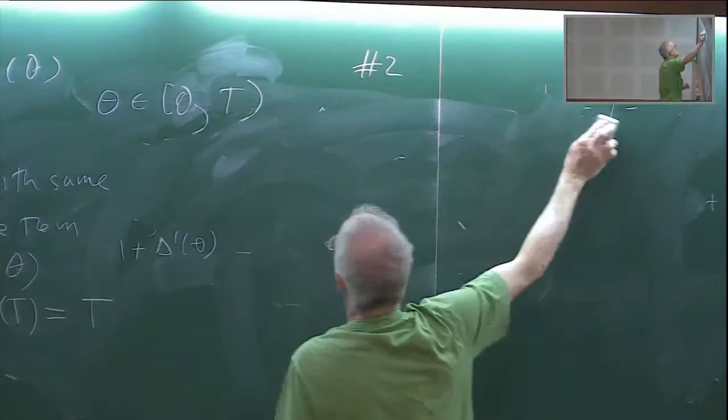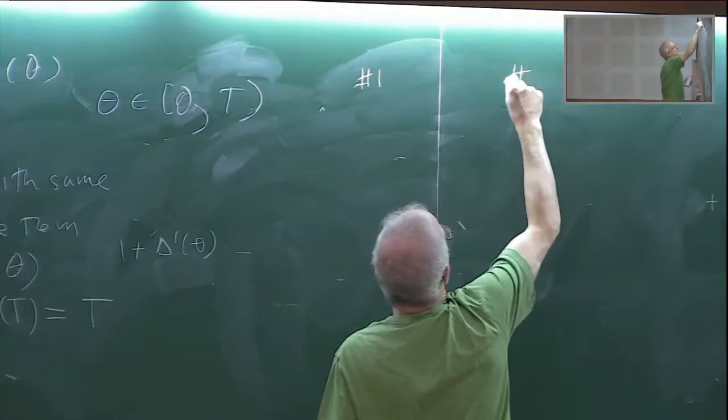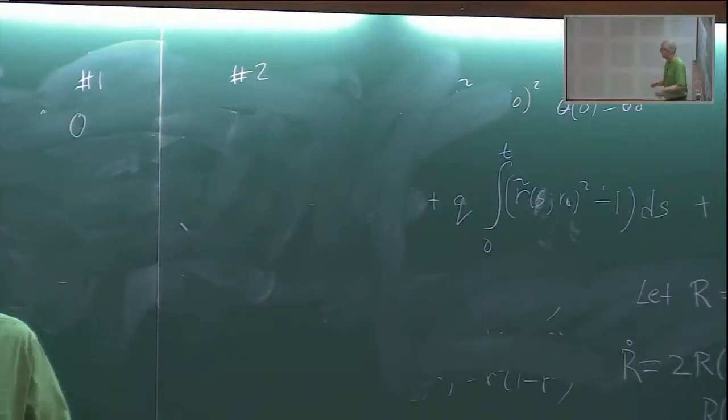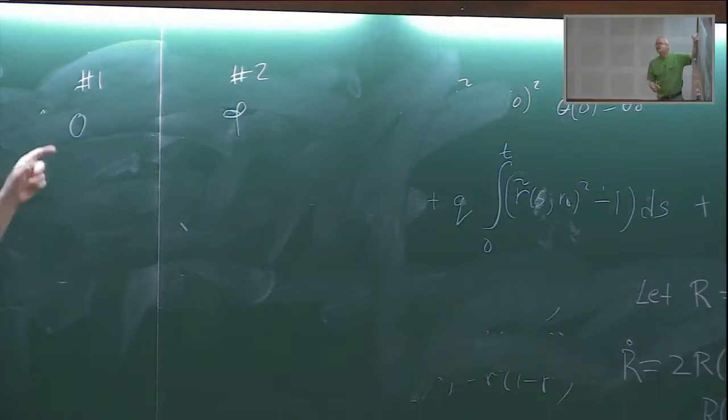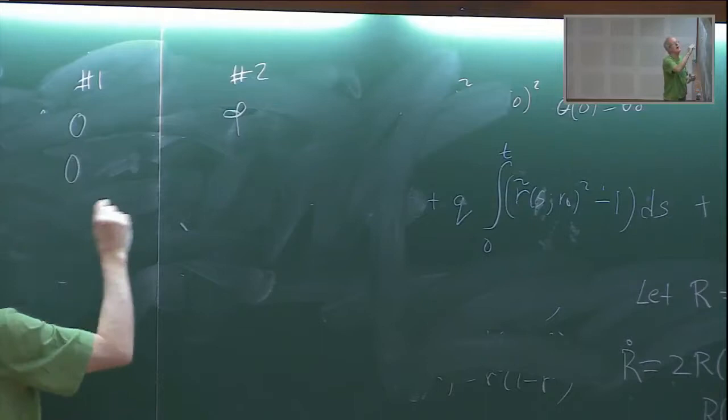So here's oscillator number one, oscillator number two. Oscillator number one is at phase zero. It just is about ready to spike. And oscillator number two is at phase phi. Okay? So instantaneously, this will still be at 1, and this will be at f of phi now.